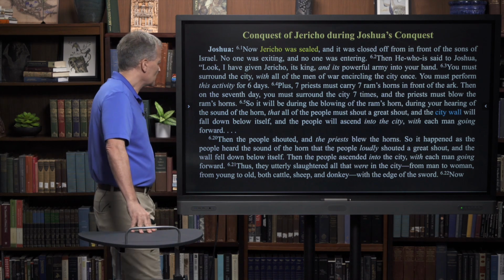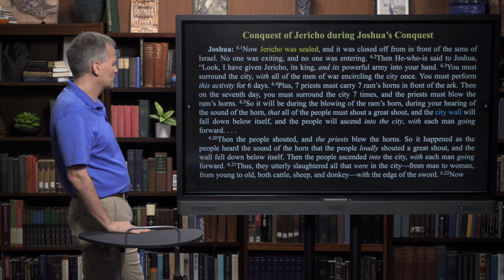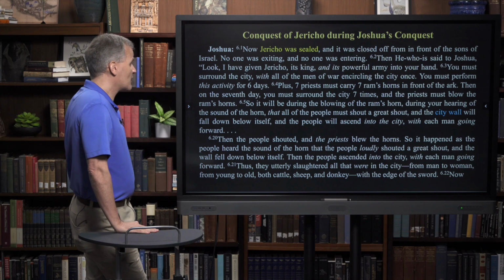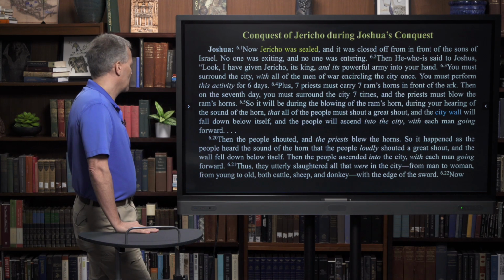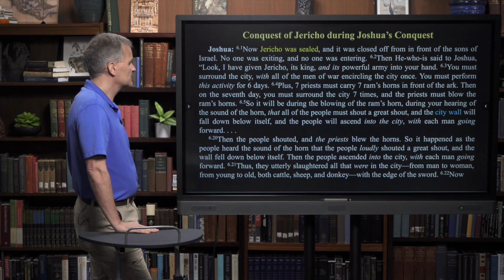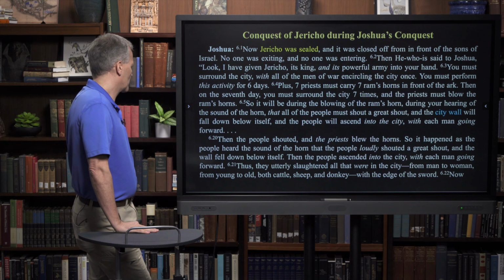6:20 of the book of Joshua. Then the people shouted, and the priests blew the horns. So it happened as the people heard the sound of the horn, that the people loudly shouted a great shout, and the wall fell down below itself. Then the people ascended into the city, just as instructed, right? With each man going forward.